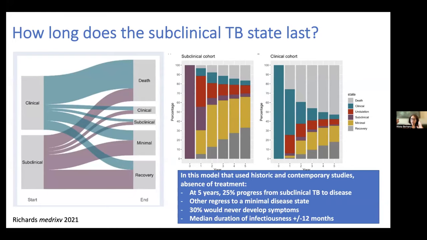If you remember that figure I showed you by Paul Drain, people come in and out of clinical states. So they may become clinically symptomatic and then revert back to a minimally symptomatic state. And so this group estimates that at 5 years, 25% of people will progress from subclinical TB to disease. I found that surprising. I thought most people would progress. And that others regress to a minimal disease state. And then 30% would never develop symptoms. And then some people do progress to death if not treated along the path, and that the median duration of infectiousness is somewhere around a year between when people are infectious and actually present for care and are diagnosed and treated.